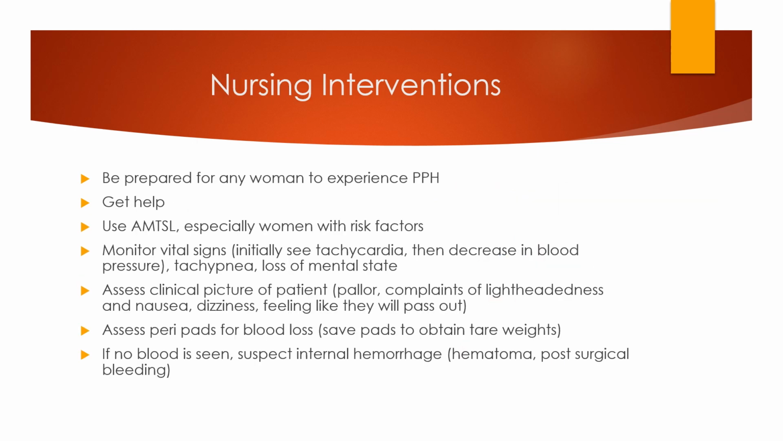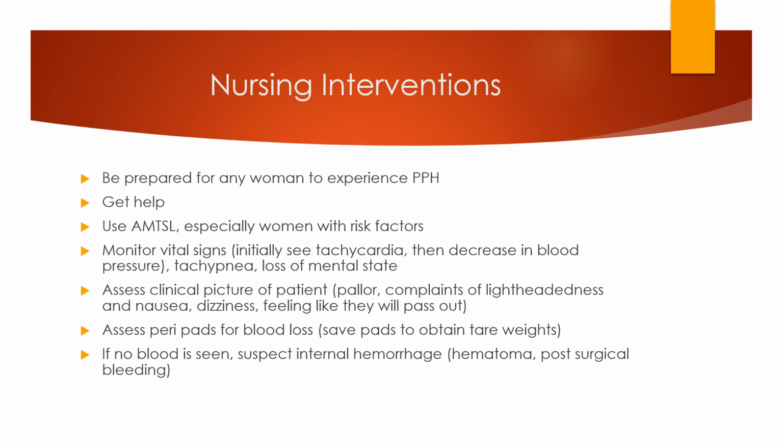So interventions. You want to be prepared for any woman to experience postpartum hemorrhage. It's really like any other obstetrical emergency because a lot of times it occurs in patients and we don't expect it. You want to get help. Pull the emergency cord. You have a patient bleeding. They call you into the room. They say they're bleeding a lot. You look, there's a puddle of blood under them. You're massaging their fundus. They're not responding. You don't feel it firming up. Pull the emergency cord. Get people in there to help you. Start delegating tasks. Use AMSTAR, especially for women with risk factors. So that's what we recommend for providers.